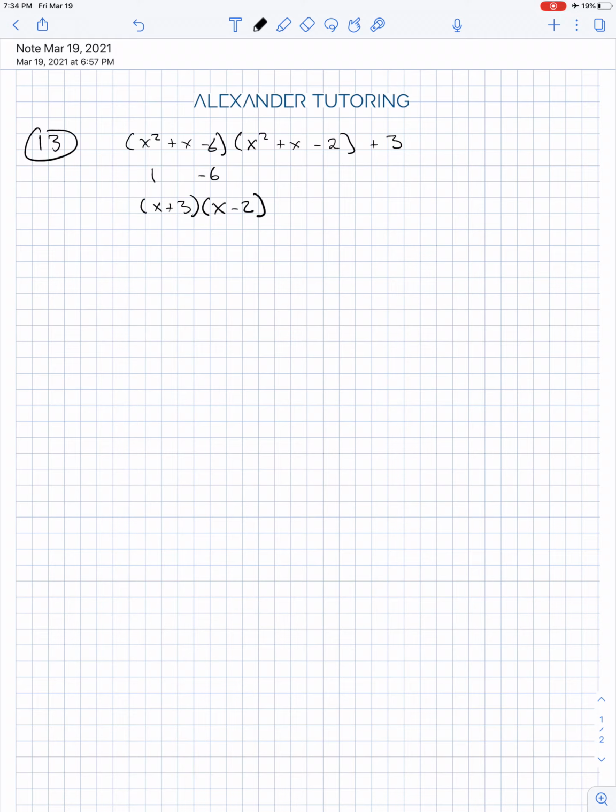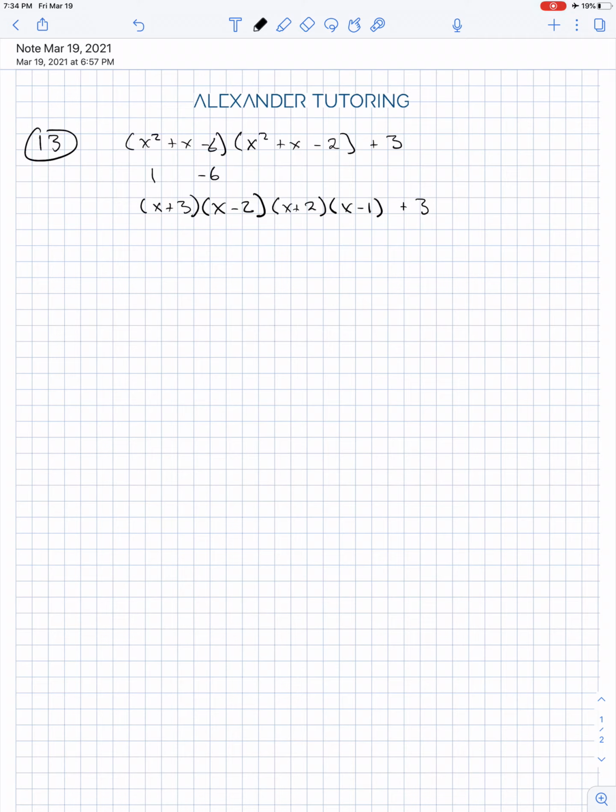Okay, then we're going to do the same thing with the second set of parentheses here. What adds to 1 and multiplies to negative 2? And the answer is 2 and negative 1. And then we have this plus 3 hanging off the end there. Okay, so that's all factored.